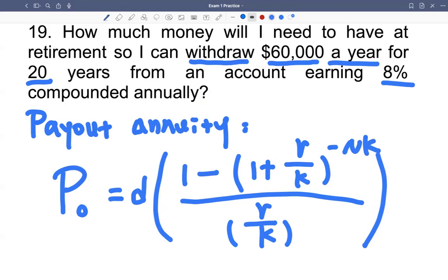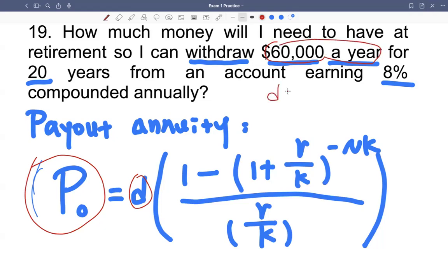Well, let's identify our variables. P naught we do not know, we're trying to find it, so I want you to color it red. It is the big lump sum of money sitting there for me to withdraw from. And d is the withdrawal amount, so in this case d is 60,000 per year. So that gives us two variables: d equals 60,000.